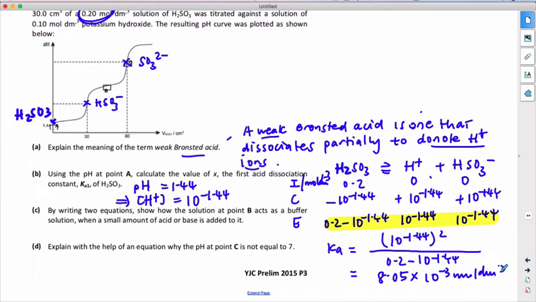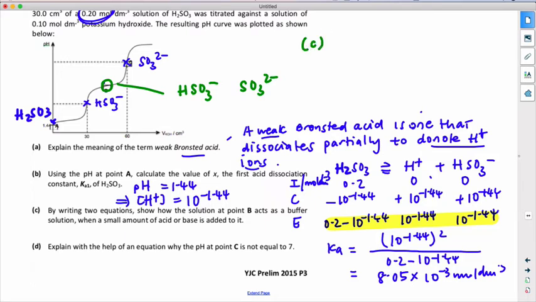Explain, by writing two equations, how the solution at point B acts as a buffer. Let's look at point B. What is present at point B? At point B, you would have equal amounts of HSO3 minus as well as SO3 2 minus. They say write two equations to show how the solution at B acts as a buffer when a small amount of acid or base is added. So maybe I just do it over here. This is for question C.